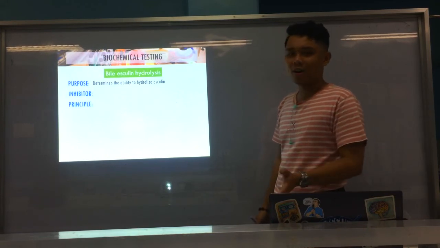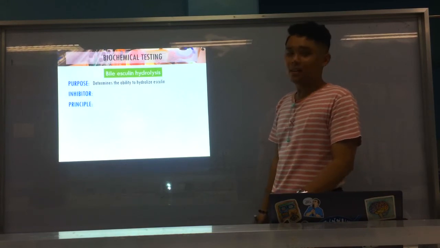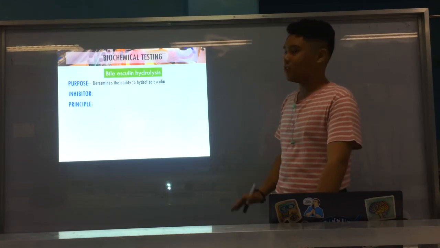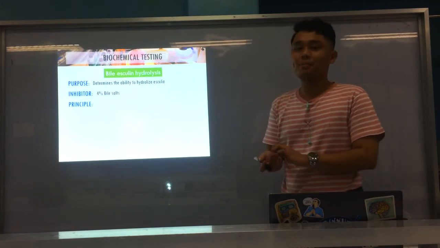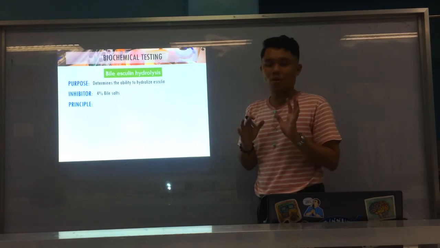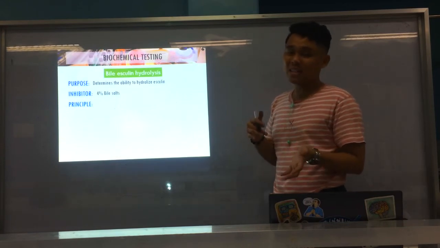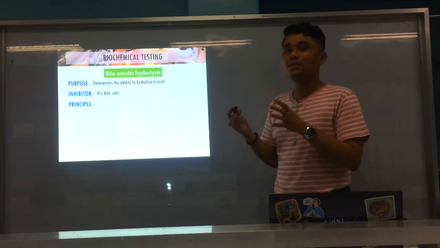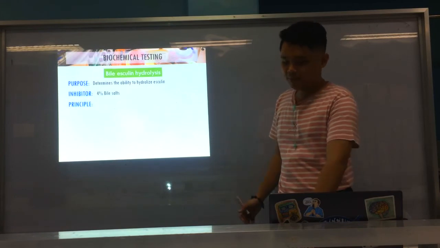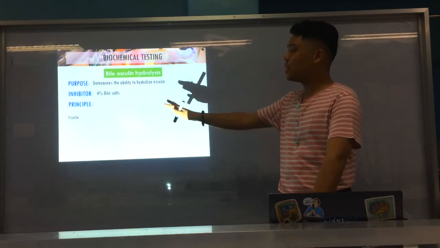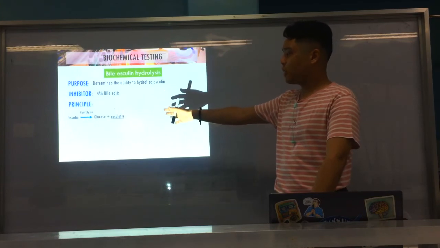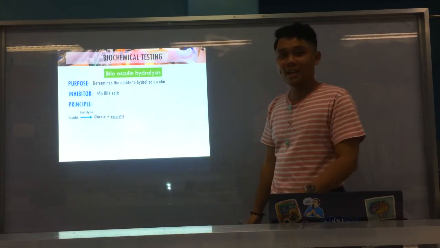I think it's a type of sugar, mantingali. Or parang, yeah, it's a type of sugar, I think, if I'm not mistaken. Okay, esculin. Its inhibitor is 4% bile salts, of course, to inhibit other organisms that could be present in the sample, so that only the strep species that you want will grow. Okay? And the principle: in the presence of hydrolysis, the result of esculin is glucose and esculetin.